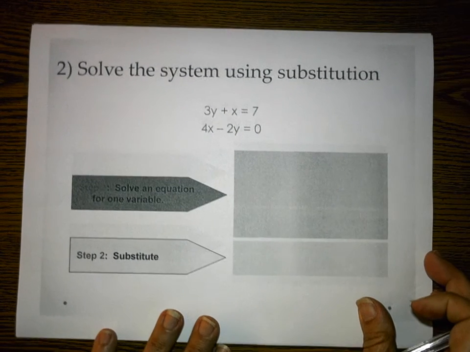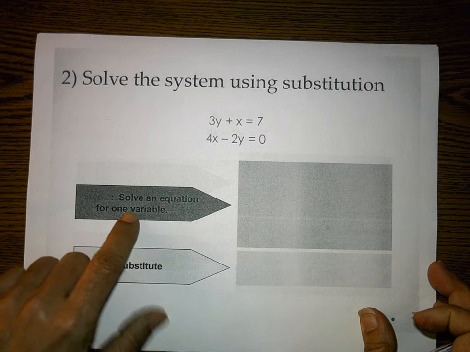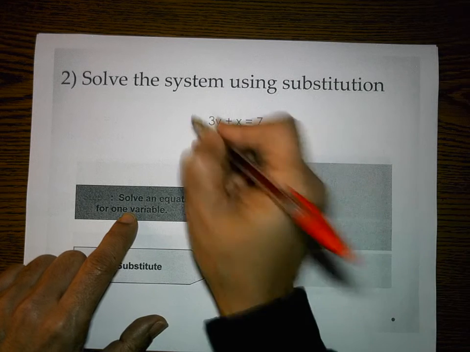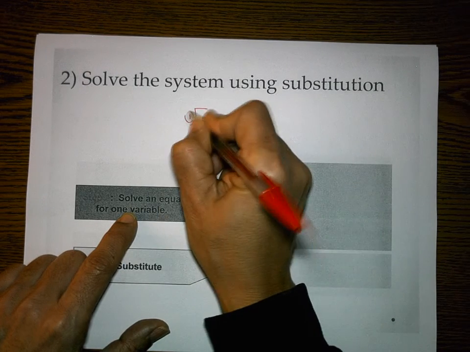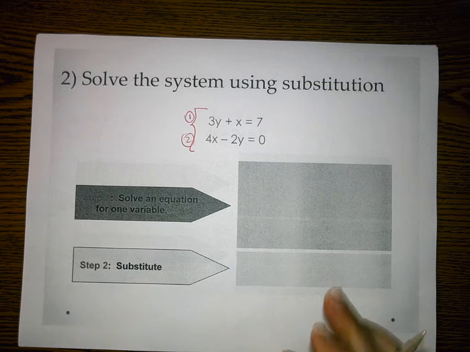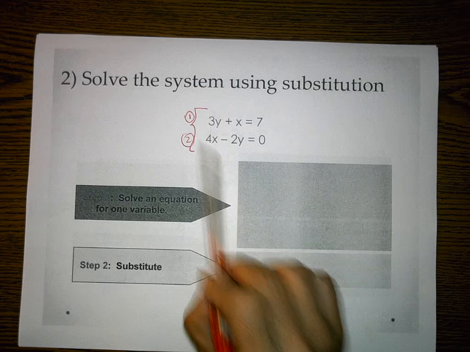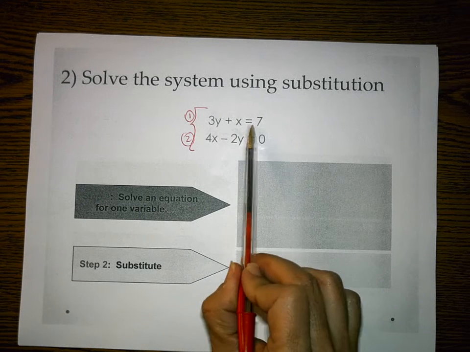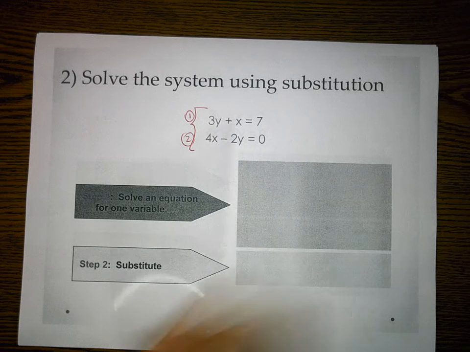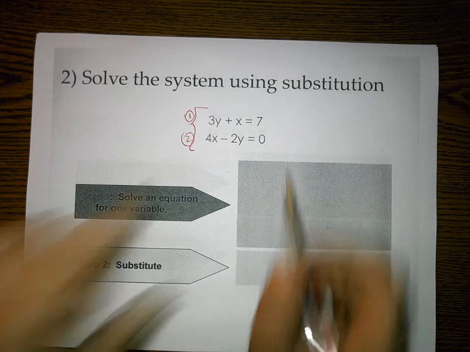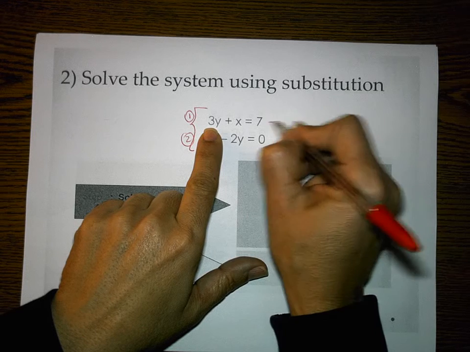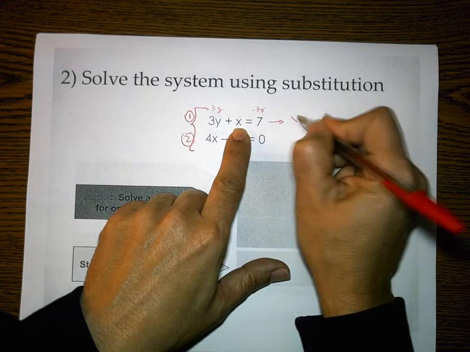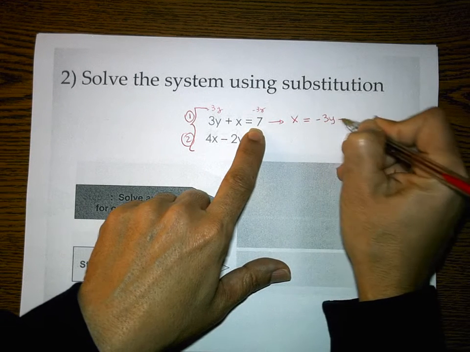One more time. It says solve an equation for one variable. The previous two examples already gave us a variable isolated. This one, they didn't. Here's equation number 1, the top one, and equation number 2. None of these two equations are isolated. So I'm going to pick the top one, which looks really easy. If I subtract 3y to the other side, I'll get x all by itself. So why don't we do that? Why don't we grab equation number 1 and subtract 3y on both sides. So x equals negative 3y plus 7.